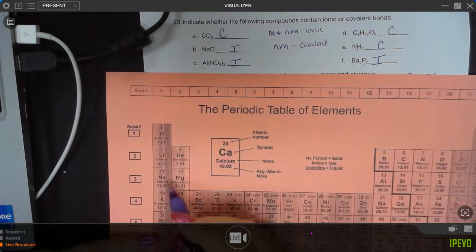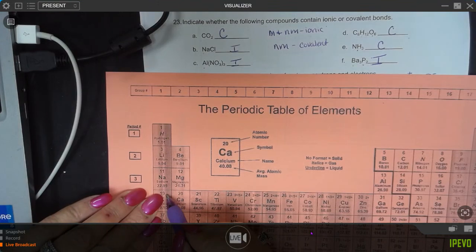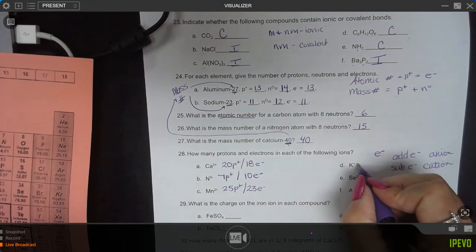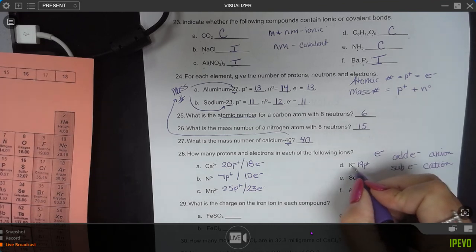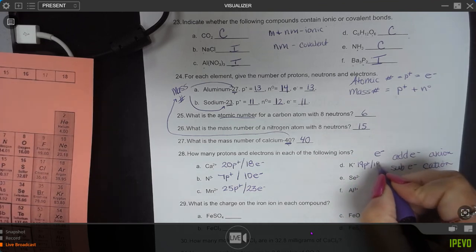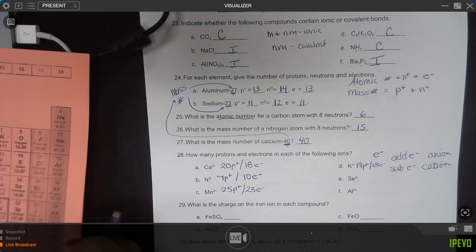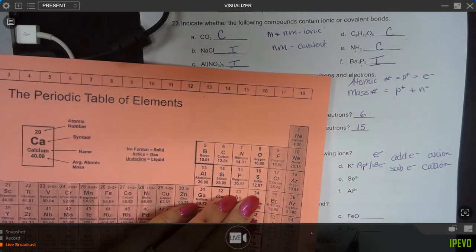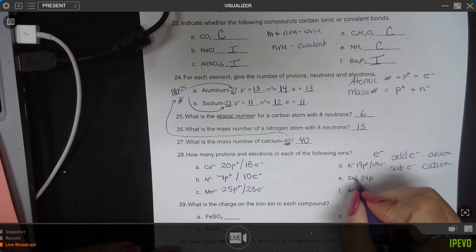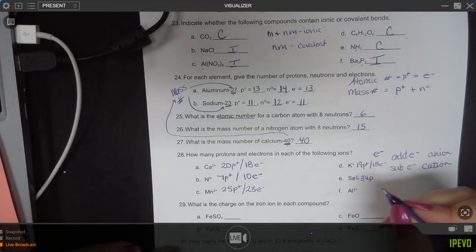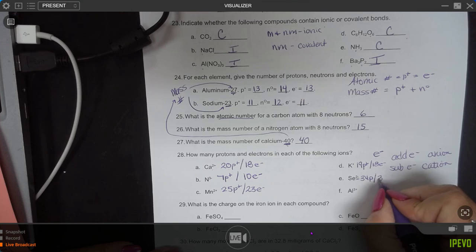Potassium. Potassium is element number 19. So potassium has 19 protons. Since it's got a +1 charge, it's going to have 18 electrons. Selenium, element number 34, 34 protons. -2 charge means it's gained 2 electrons, so 36 electrons.